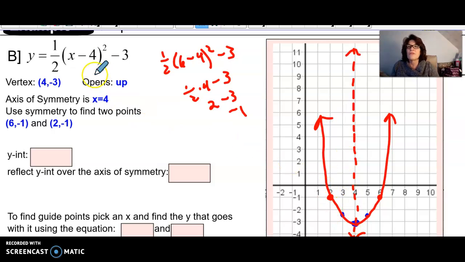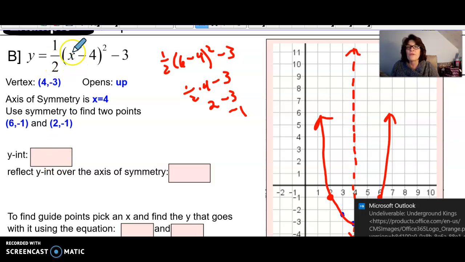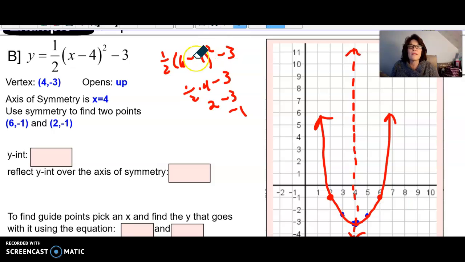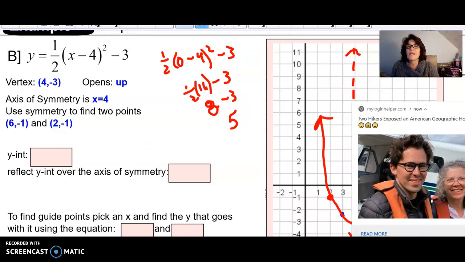Oh, the y-intercept. I didn't do that. The y-intercept is what you get when you put 0 in for x. So let me just erase the 6. Instead of 6, we'll put a 0 in. 0 minus 4 is -4. -4 squared, -4 times -4 is +16. So I'm taking half of 16, which is 8, minus 3. 8 minus 3 is 5. So the y-intercept is (0, 5).